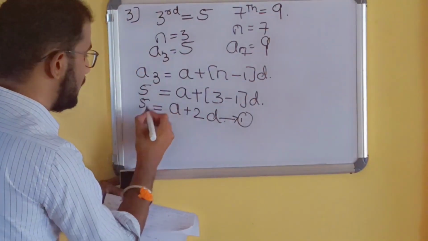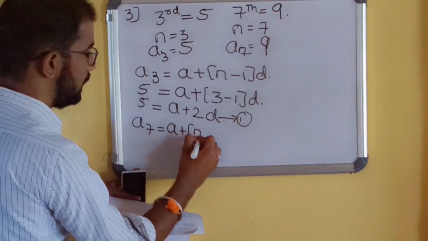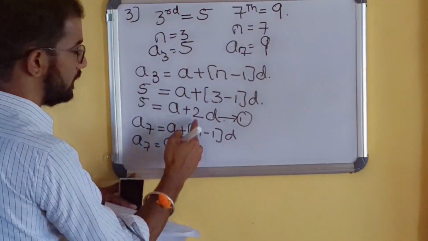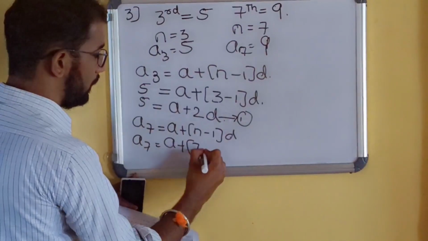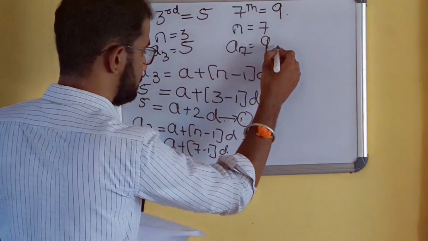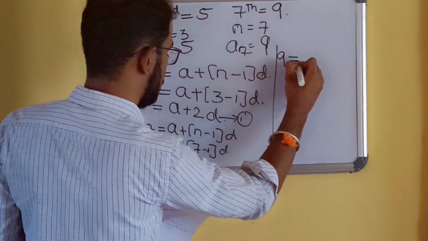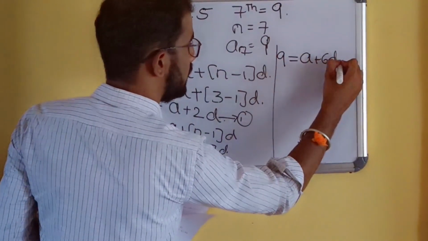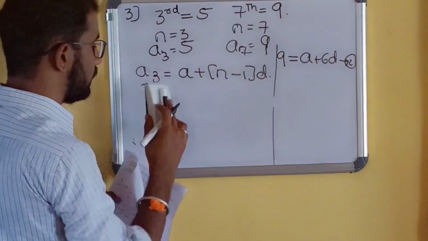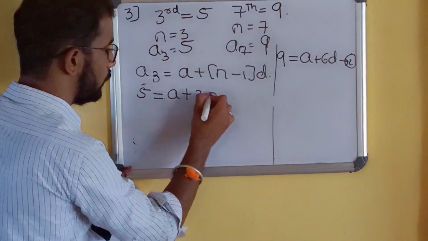Next, similarly, a7. What is a7? a plus n minus 1 into d. a7: a plus, what is the value of n? 7, minus 1, and the a7 value is 9, into d. 7 minus 1. Therefore 9 equals a plus 6d. Call it equation number 2. Then after solving these two equations, what value are we getting? 5 equals a plus 2d.